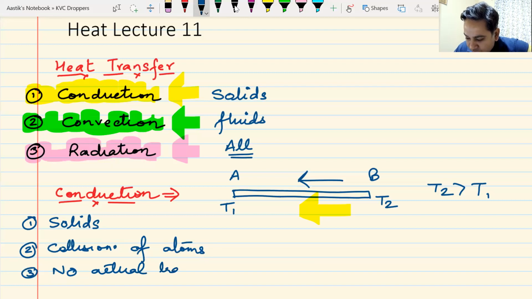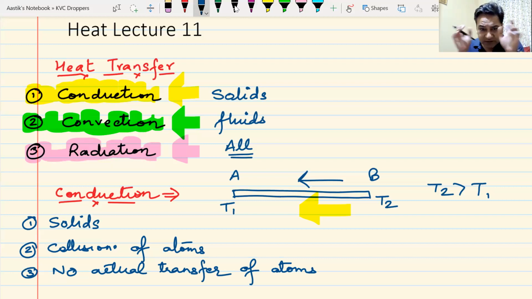There is no actual transfer of atoms, but in one of these processes, the atoms or the molecules are actually getting transferred, and this mode is convection. In convection, atoms and molecules do actually move, and that is how heat is transferred.